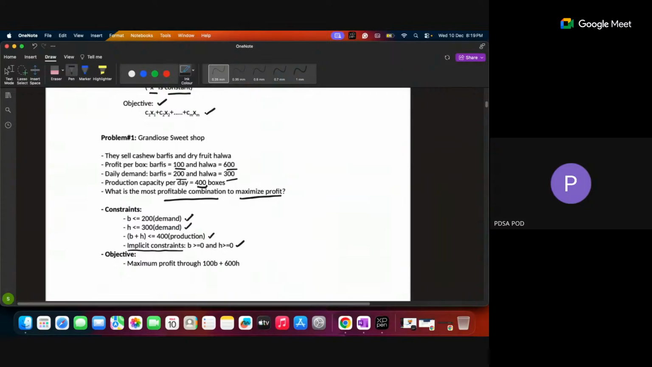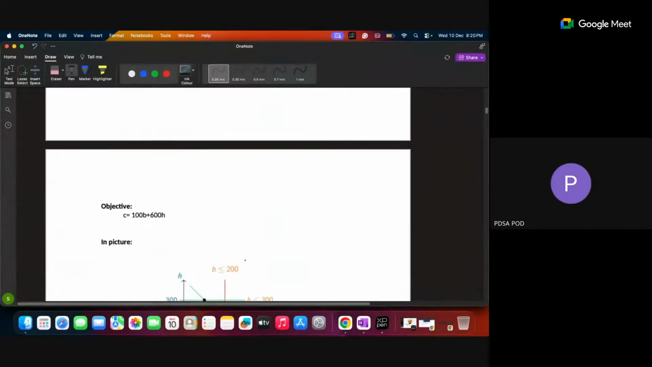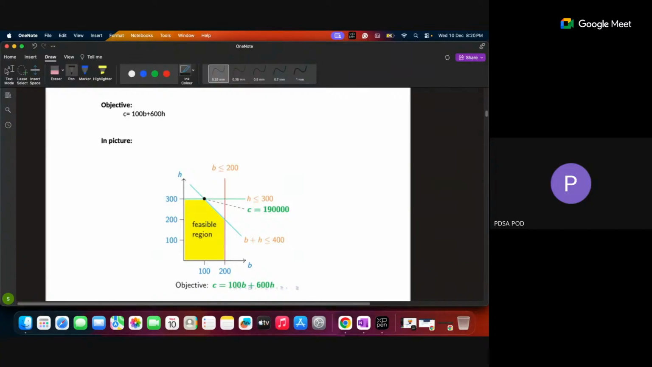Our objective is that you can take any combination of burfi and halwa with this profit of 100 rupees and 600 rupees. How many burfi boxes and how many halwa boxes should you produce to achieve the maximum? This is the objective we need to achieve, so we try to optimize for the maximum. This one does not have any standard algorithm. The only thing is they are making a linear function. You can see this is only the linear approach.